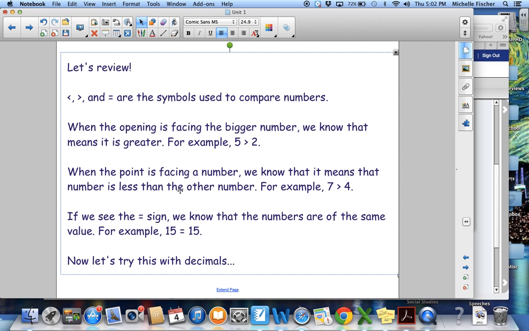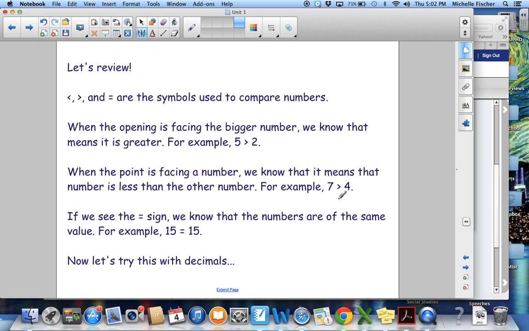When the symbol's point is facing the number, like right here, we have that point. Let me draw a little arrow. When we have that point right here facing a number, we know that that means that this number is less than. So here, our example shows that 7 is greater than 4, or you can say that 4 is less than 7. If we were to look up here, we could say that 2 is less than 5. So that's how we know greater than or less than.